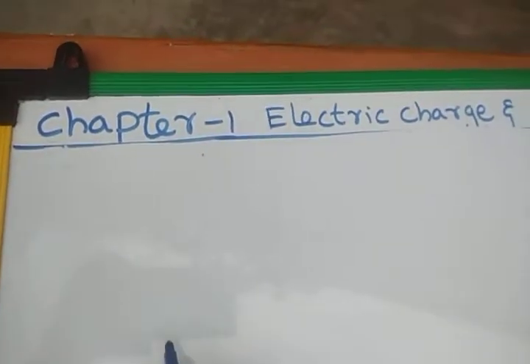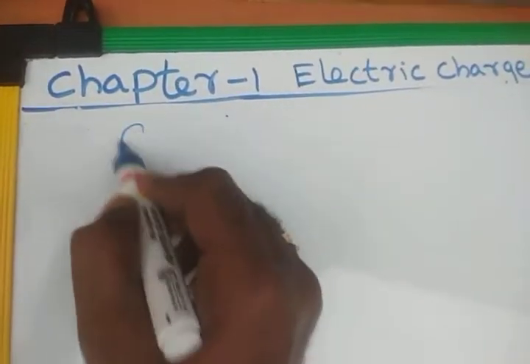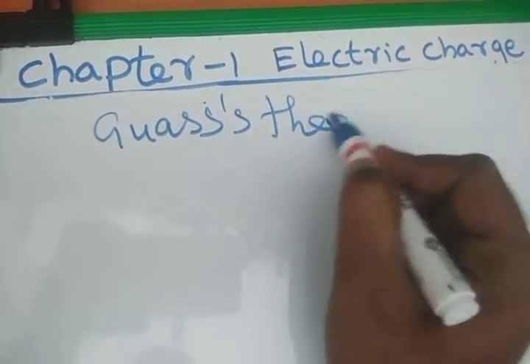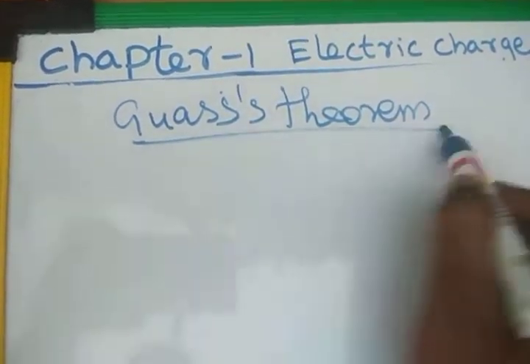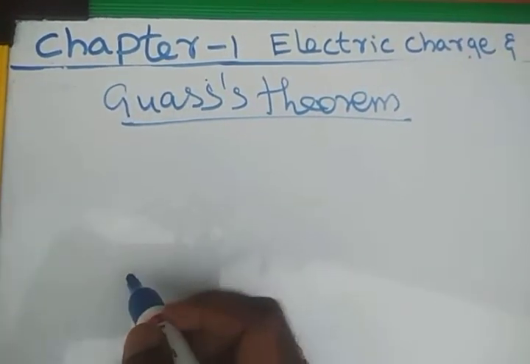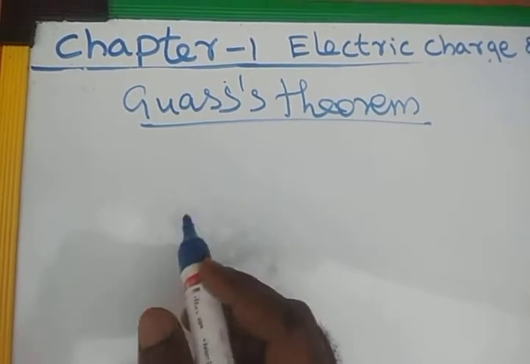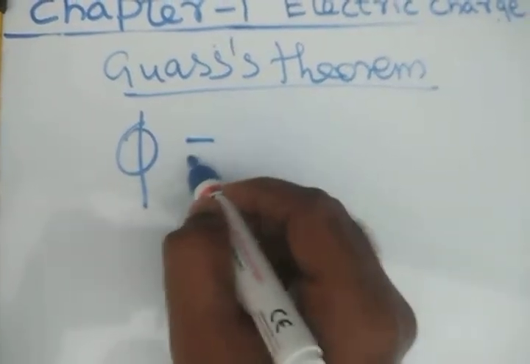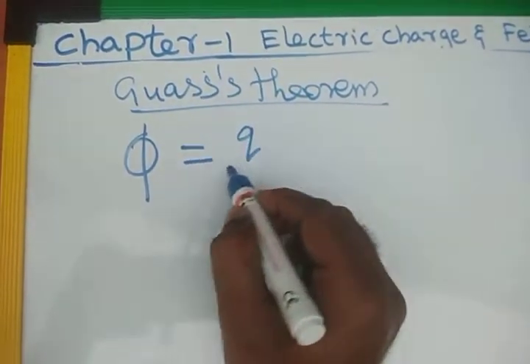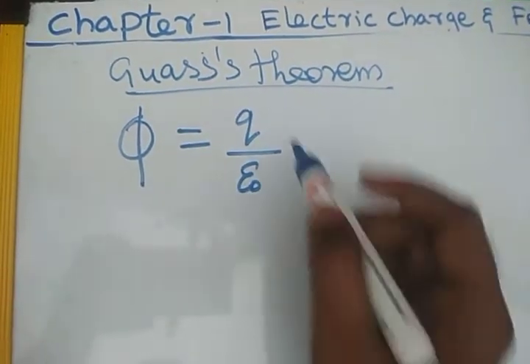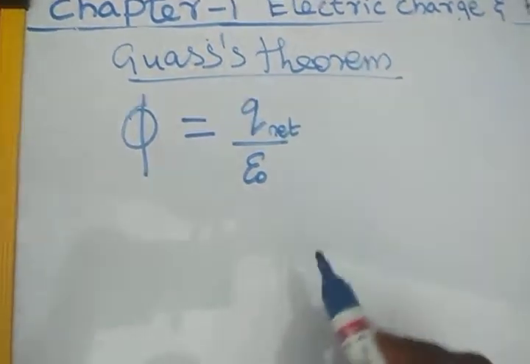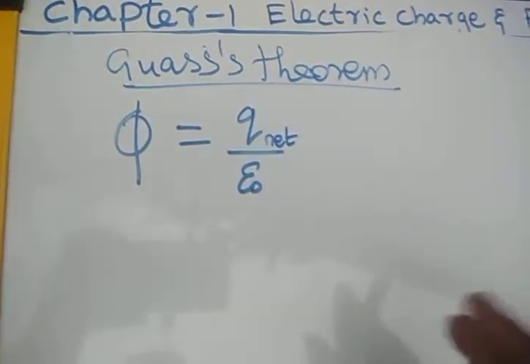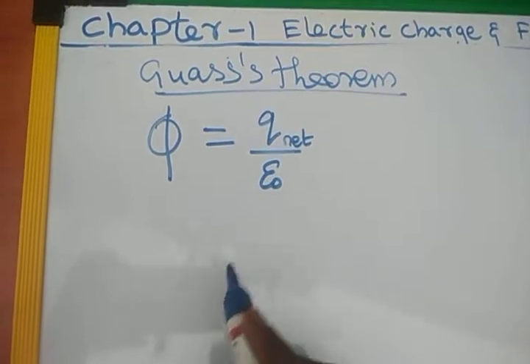The very important topic in chapter 1 is Gauss law, the Gauss theorem. Gauss gives the shortcut to find the total electric field of a system of charges. He says that the total electric flux is equal to 1 by epsilon naught times the total net charge in any closed surface. That imaginary closed surface is called a Gaussian surface. So this is the Gauss theorem.